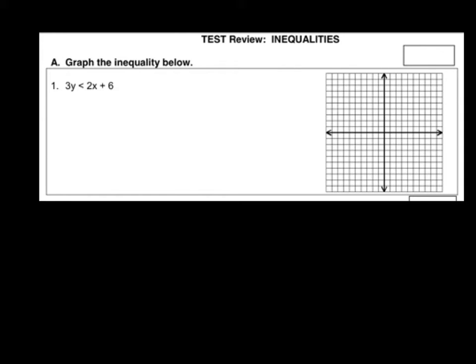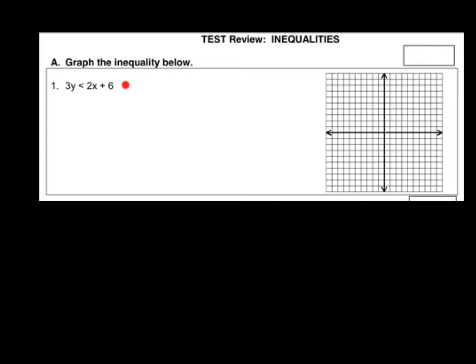This is the review for your inequalities test that's coming up. So I'm actually going to work every problem on the review because I want to make sure that you are prepared for your test and that you understand these types of problems. It starts out with graphing an inequality. Remember, this is kind of a mini unit, so it only covers 2 sections.